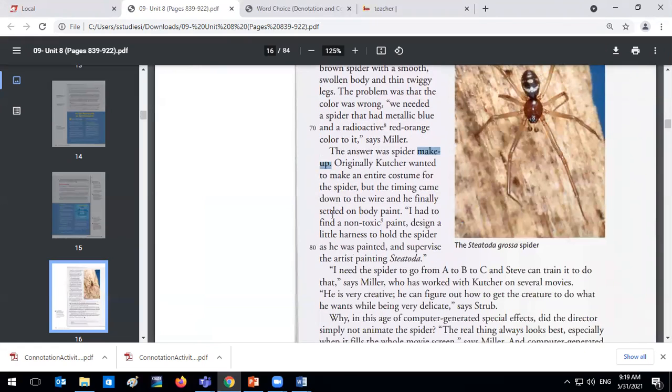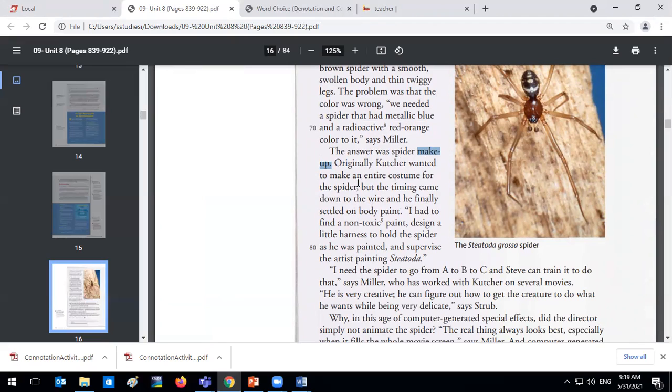Yes, makeup. Just like actors and actresses, they wear makeup to cover certain things or to change certain things about how they look. Also animals, insects. These bugs are going to use insect makeup also to change its color.